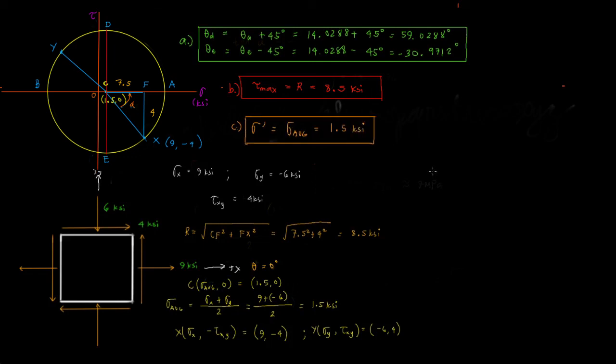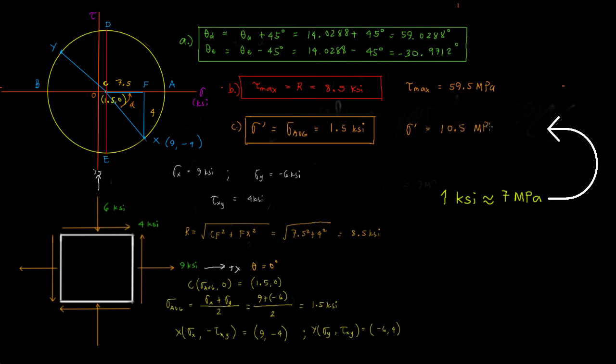Notice that the first values that we are given are in megapascals. Therefore, our value for the maximum shearing stress is going to be equal to 59.5 megapascals. And for our normal stress, it's going to be equal to 10.5 megapascals. And now we are able to solve our problem 7.33 by solving problem 7.9 using the Mohr circle.